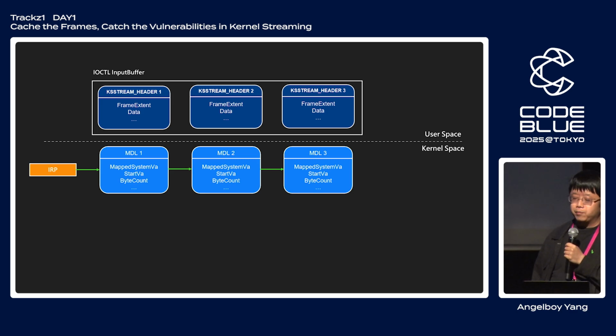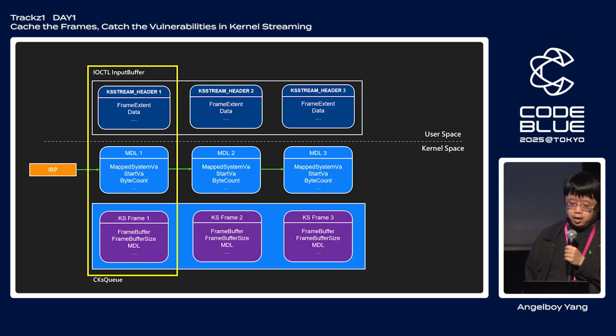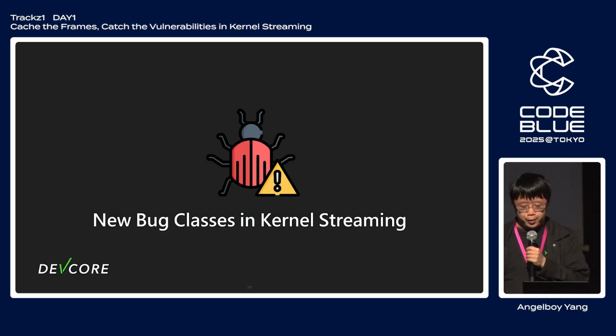KS will create an MDL chain according to the KS stream header array. Finally, the corresponding KS frames are placed into the queue in order. Each frame has a one-to-one mapping with a stream header, an MDL, and a KS frame. Now, we have a basic understanding of frame reading.